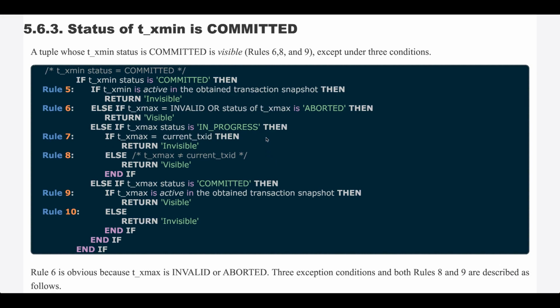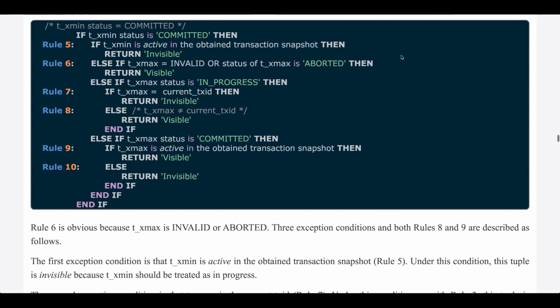5.6.3 Status of the tx-min is committed. A tuple whose tx-min status is committed is visible, see rules 6, 8, and 9, except under 3 conditions. Rule 6 is obvious because tx-max is invalid or aborted. 3 exception conditions, and both rules 8 and 9 are described as follows.